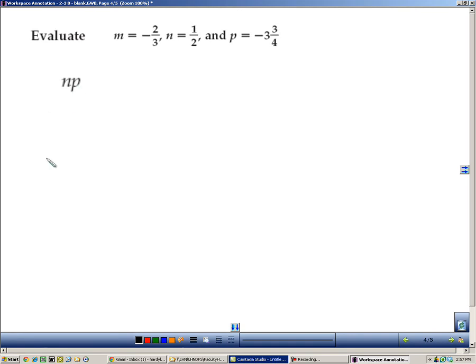Next one, n times p. n is 1/2. p is negative 3 and 3/4. I'd prefer that to be an improper fraction. So I'm going to multiply 3 times 4 and get 12. Then I'm going to add 3 and get 15. And I'm going to put that over 4. So this is really a negative 15/4.